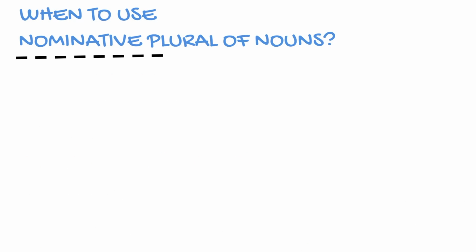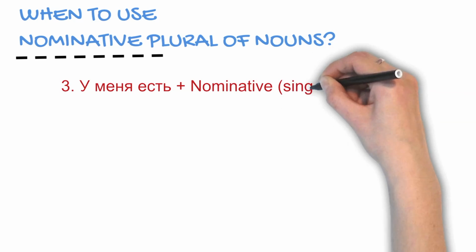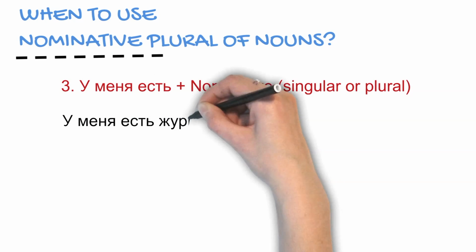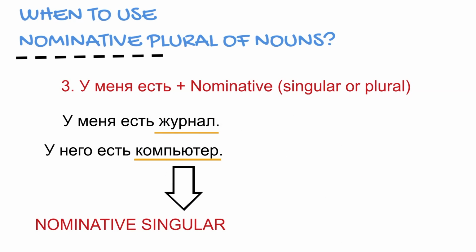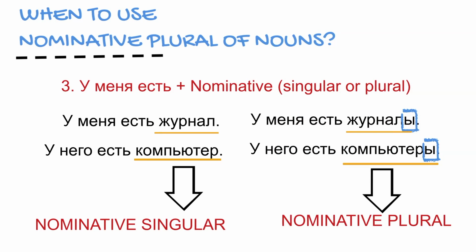Another construction that first-year Russian language students usually learn early on in their studies is the expression of possession «у меня есть». In this construction, the item owned is expressed by a noun in the nominative case. For example, «У меня есть журнал». «У него есть компьютер». In these 2 examples, the person owns just one of the items in question, magazine or computer. Hence, the nouns are in the nominative singular. Well, if there is more than one of an item in someone's possession, you will need to use nominative plural. For example, «У меня есть журналы», «У него есть компьютеры».